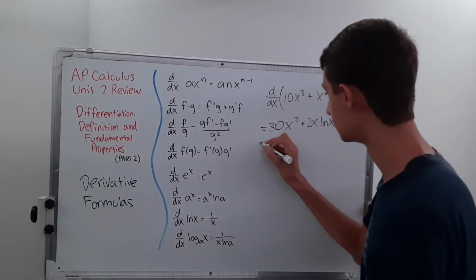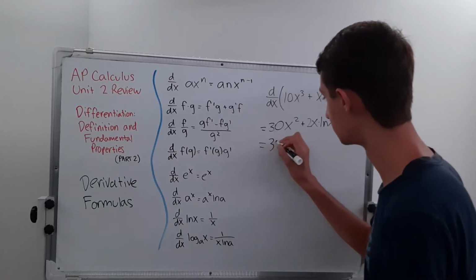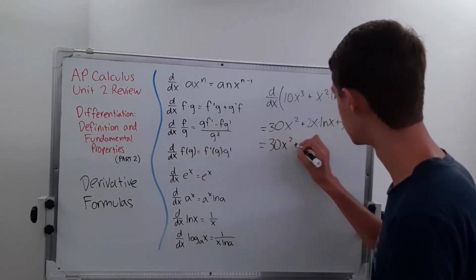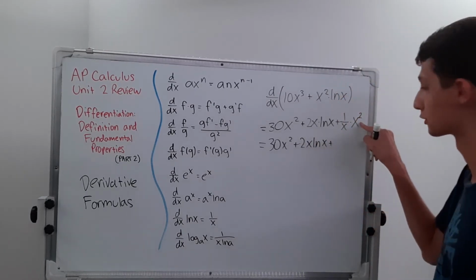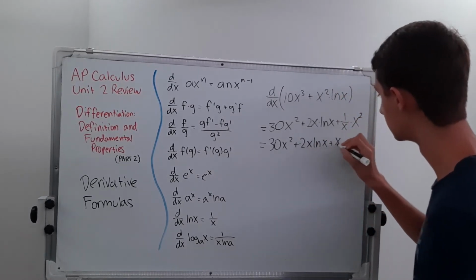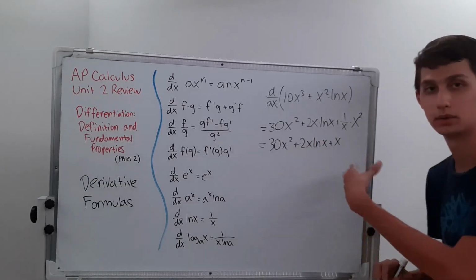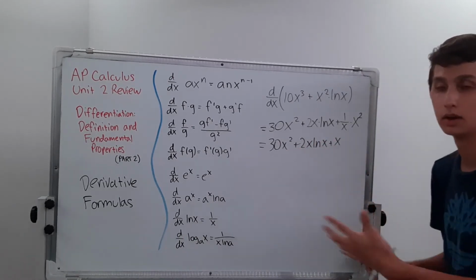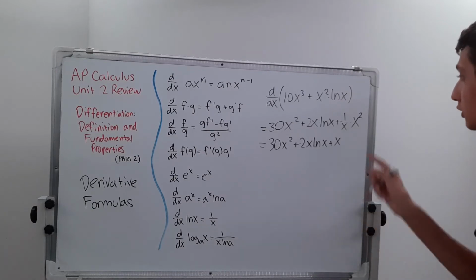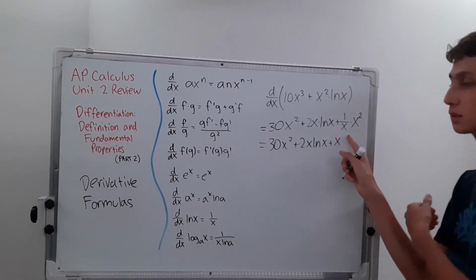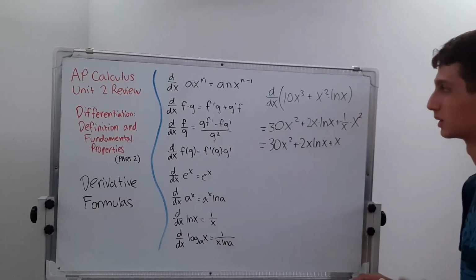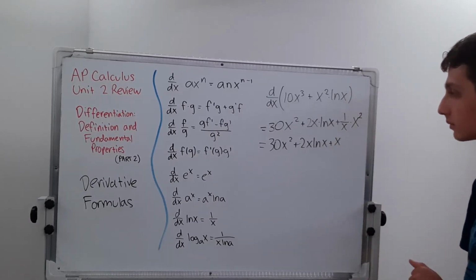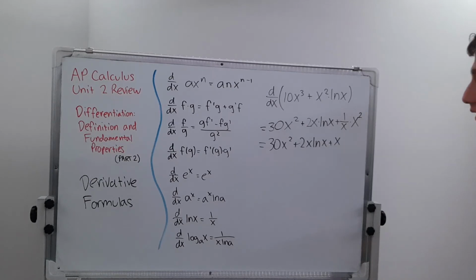Then this entire derivative is 30x squared plus 2x ln x plus x squared over x, which is just x. And you can rearrange it the way you want. You can group these two together, whatever you want. And just note that this doesn't work at x equals 0, because you had that division there and it kind of messes things up. Okay, so that's our derivative.